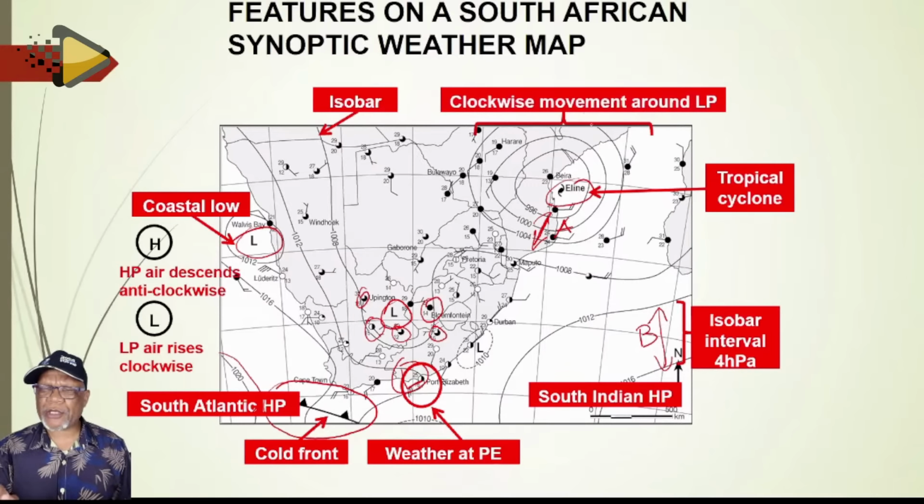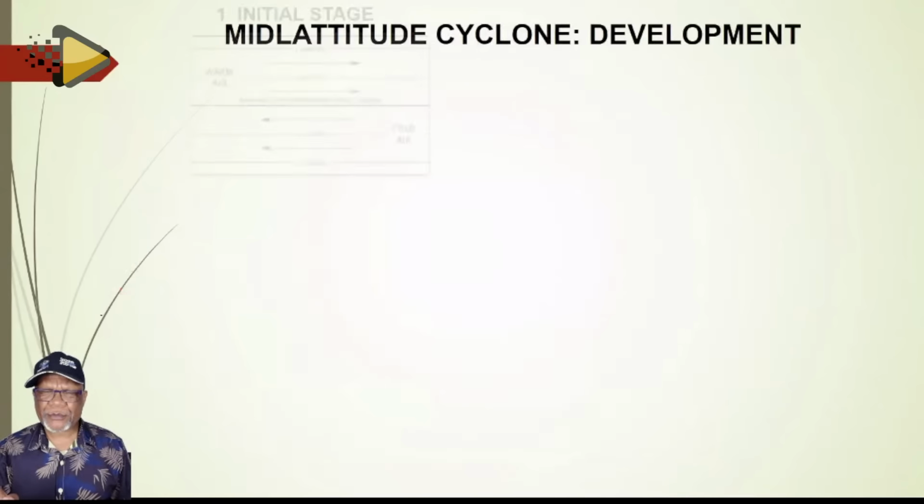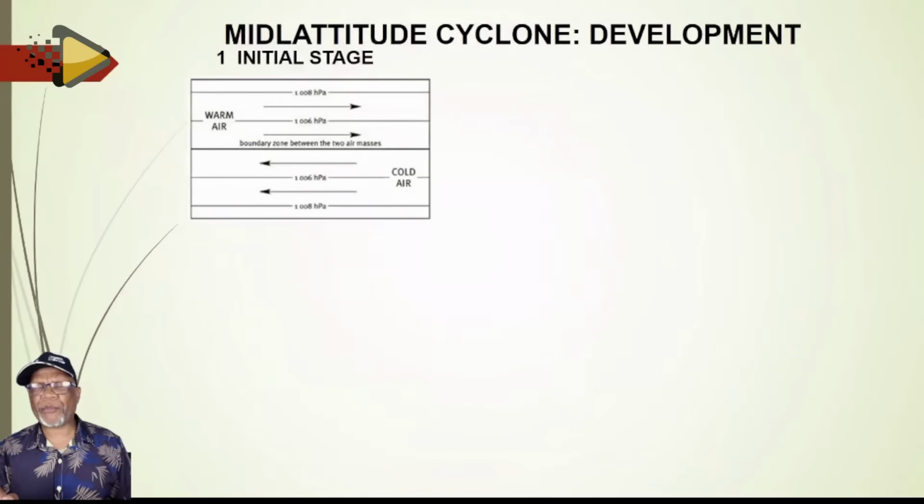Then you have your tropical cyclone there, as I indicated, and the air circulation. The air circulation is clockwise. We call it the air movement within the system, or we call it the circulation. It is clockwise there. Now, let's look at the mid-latitude cyclone.